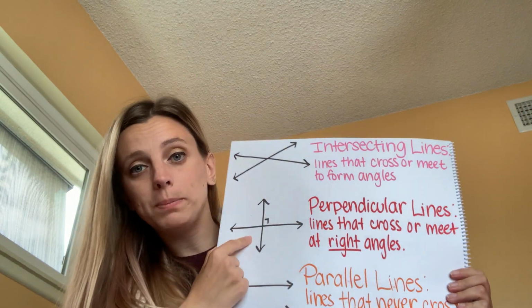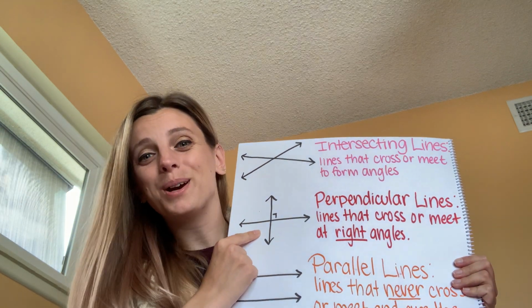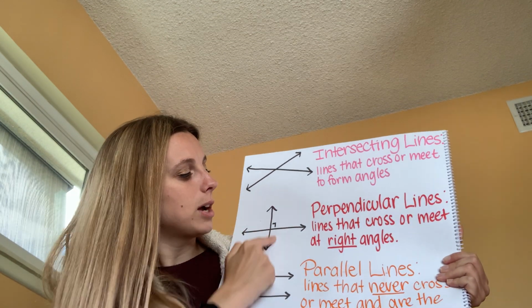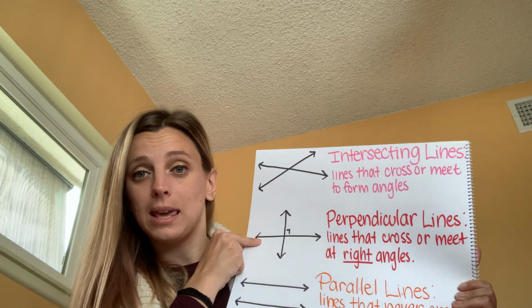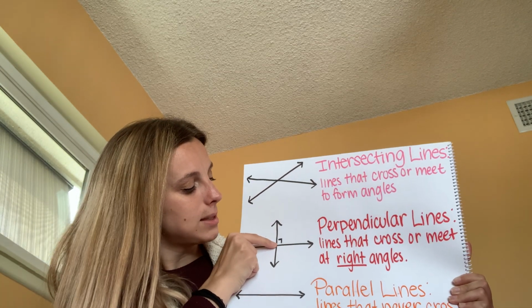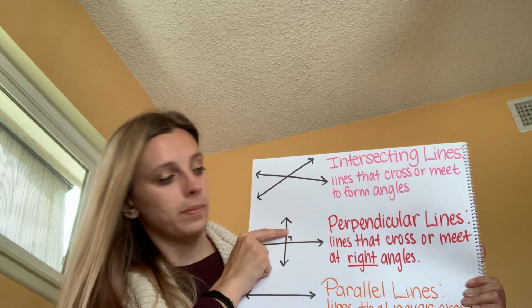Next, we have perpendicular lines. Perpendicular lines are lines that cross or meet at a right angle. So they look like a plus sign or a T. They meet and they make that nice square corner.